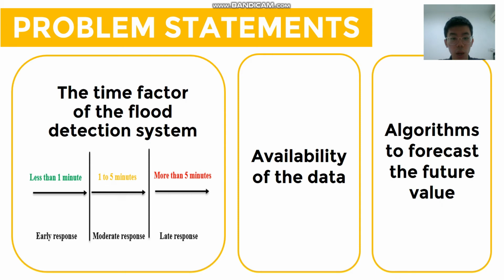Secondly, it is the availability of data. The data is significant to identify the status of water level and to predict future water levels. However, it is impossible to install the workstation in every section of the river due to the cost factor.